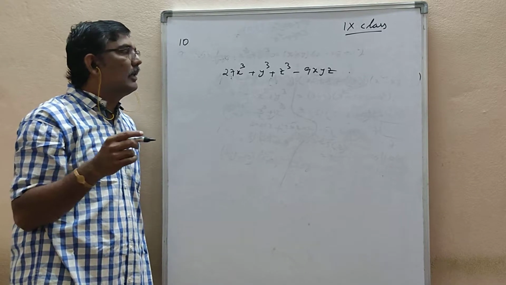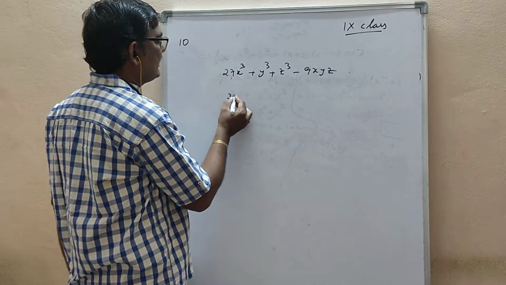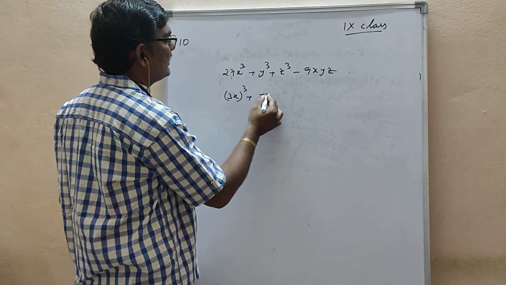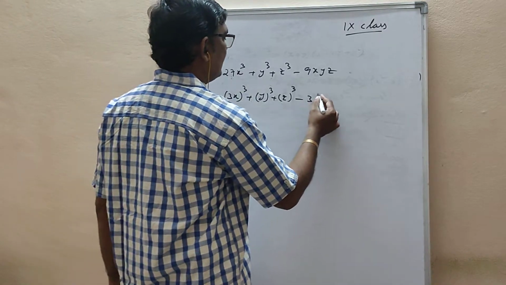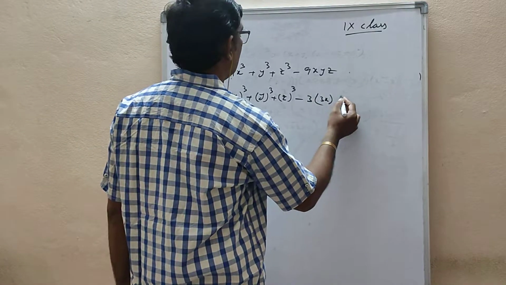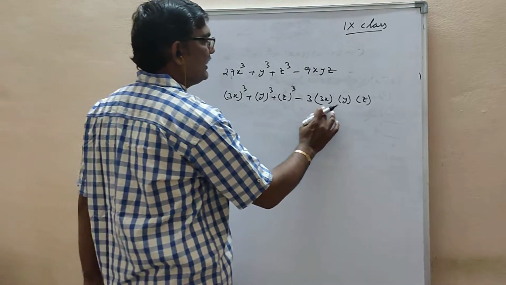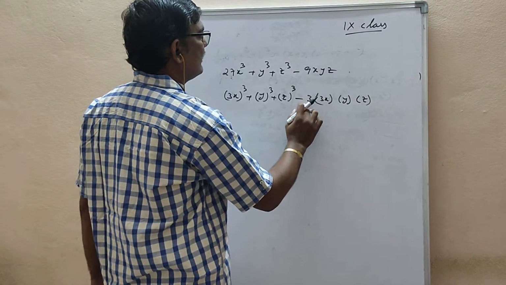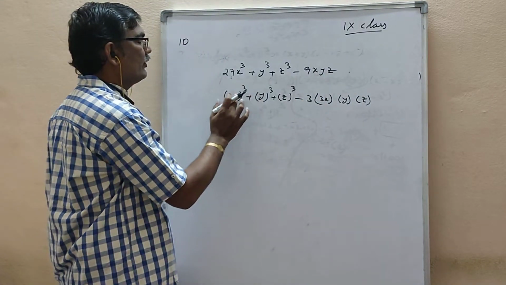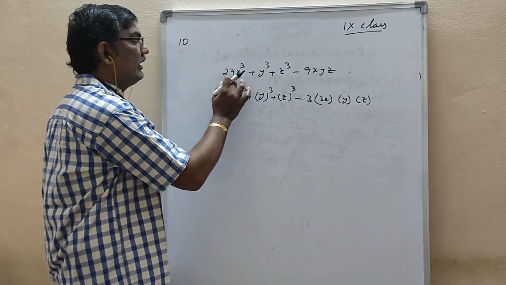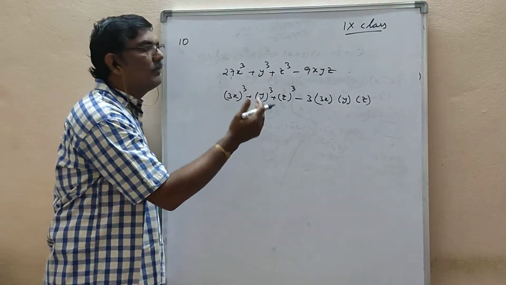Now here 27x cube I can write as (3x) whole cube. This is y cube as it is, z cube as it is, minus 3 into 3x into y into z. If I multiply these four I should get this one. 3 3s are 9, xyz is there, minus 9xyz. And (3x) whole cube, 3x into 3x into 3x. If I simplify, I will get 27x cube. I did not change the question, but I wrote it in the form of the formula.